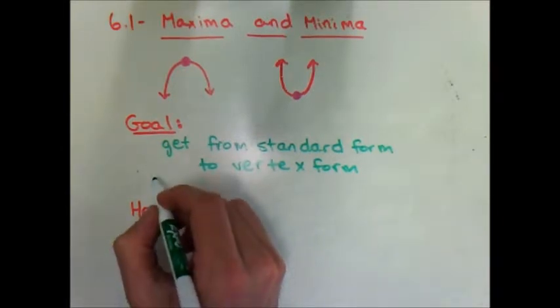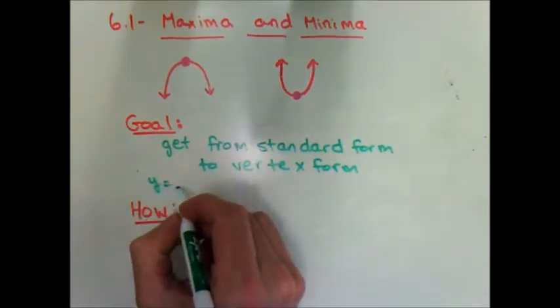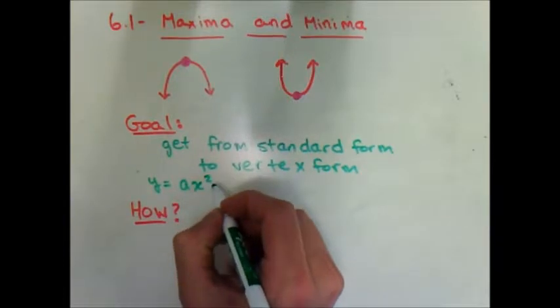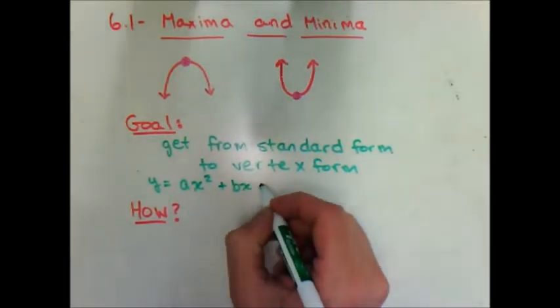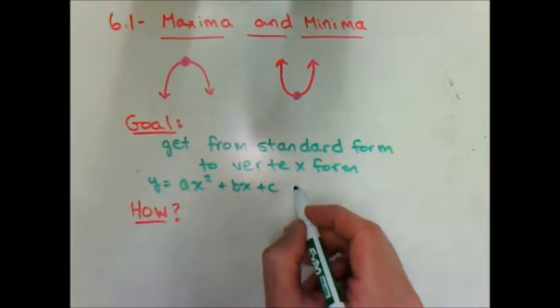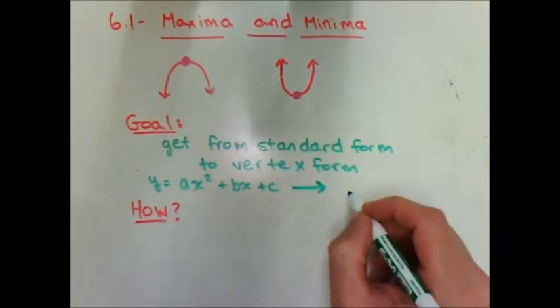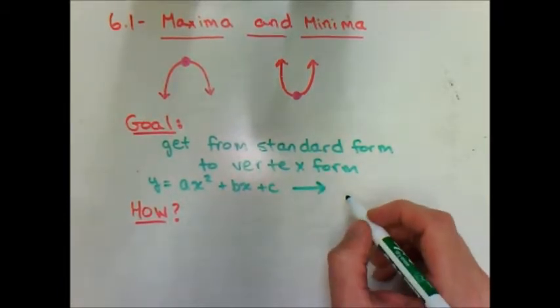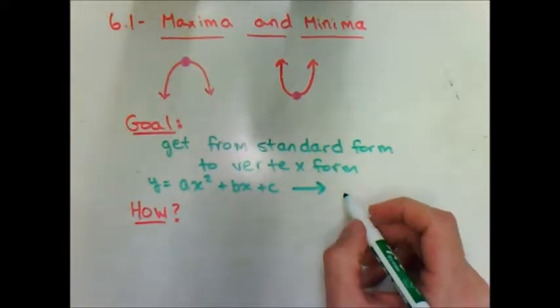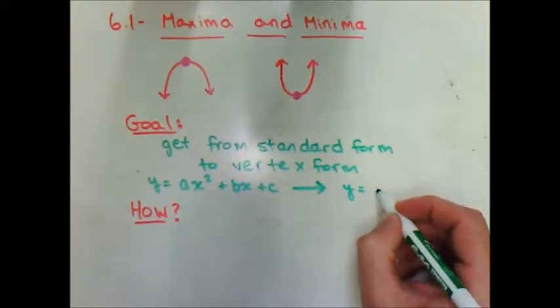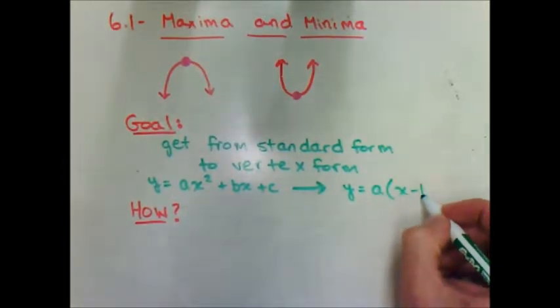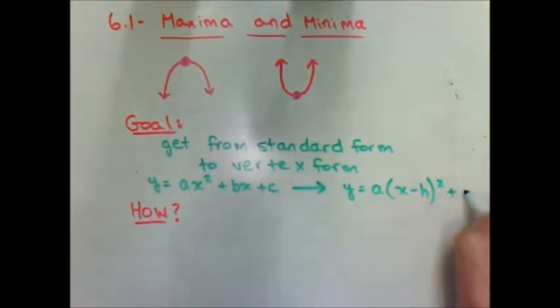In writing the general equations, we're going to start with something like y equals ax squared plus bx plus c. And we're going to use our algebra skills and a special strategy to get to y equals a(x minus h) squared plus k, from standard form to vertex form. Well, how do we do this?